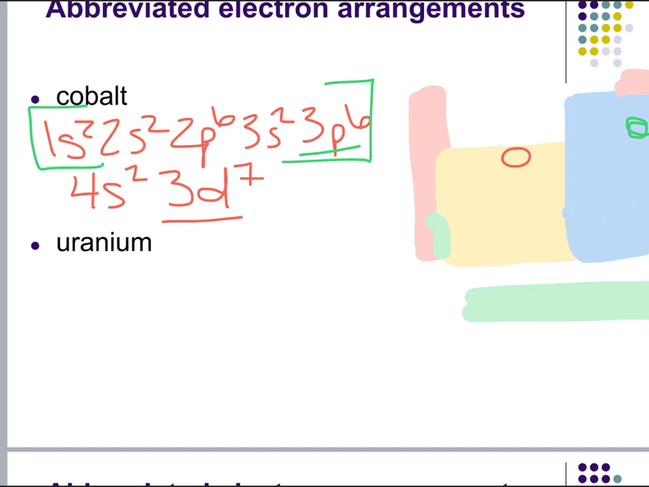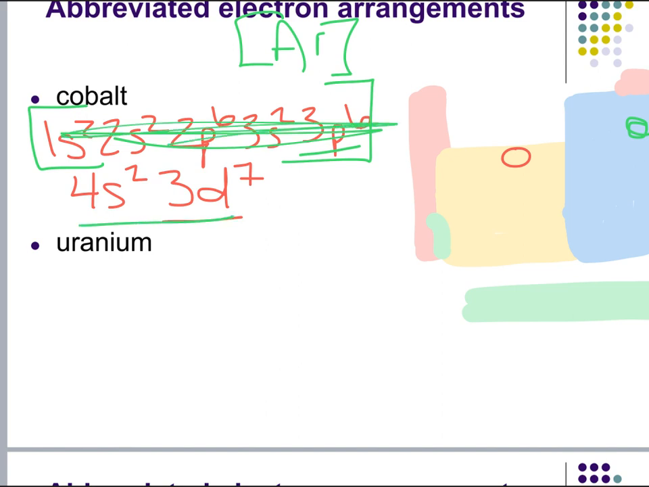So that would be argon. And if I put argon in brackets, it can replace all the things that make up argon's configuration. But then we're going to still need all of the 4s2 and the 3d7.